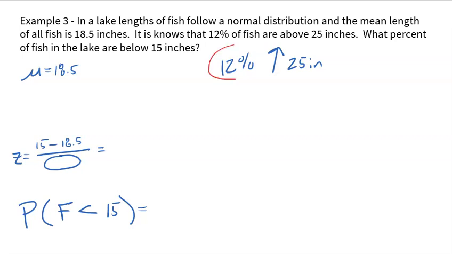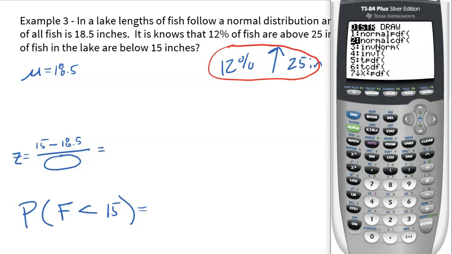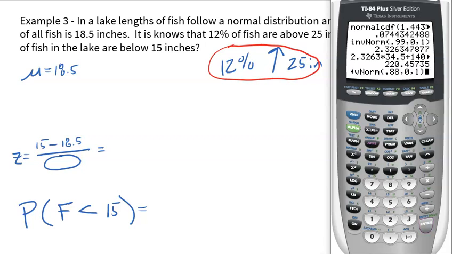Well, that's where the given information is going to help me. A 25-inch fish is at the top 12%. I need to figure out what z-score that is. What z-score marks the top 12%? Well, invNorm is how you get z-scores. Please keep in mind area is the bottom. So if I'm looking for the top 12%, that's the bottom 88%. So the z-score for this 25-inch fish is 1.1750.